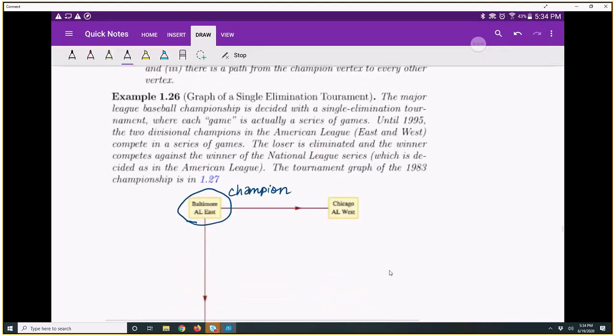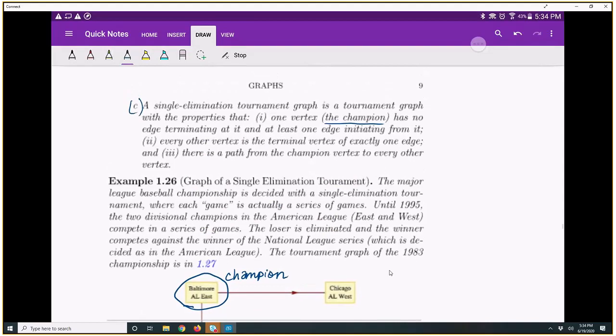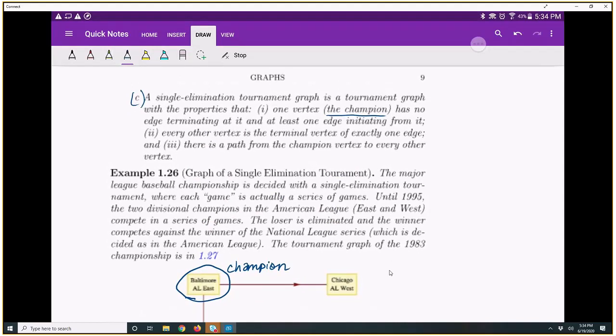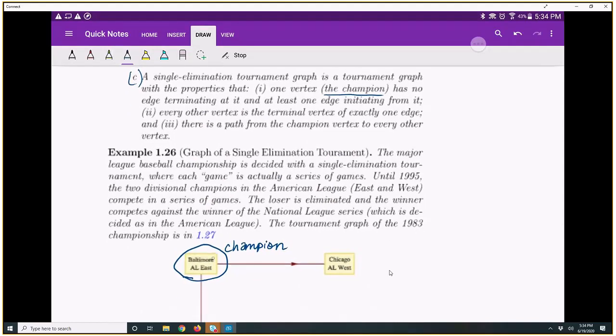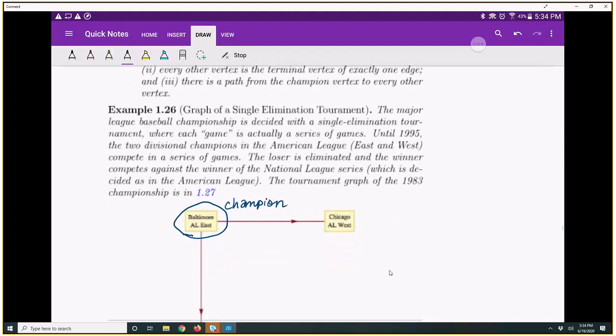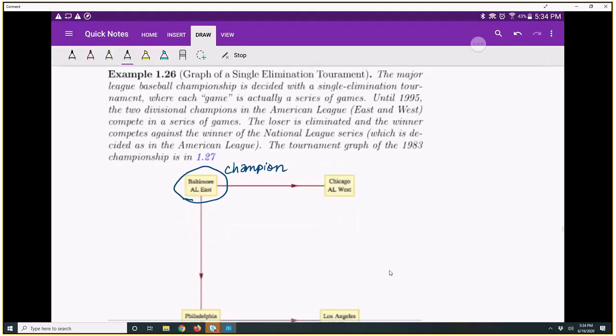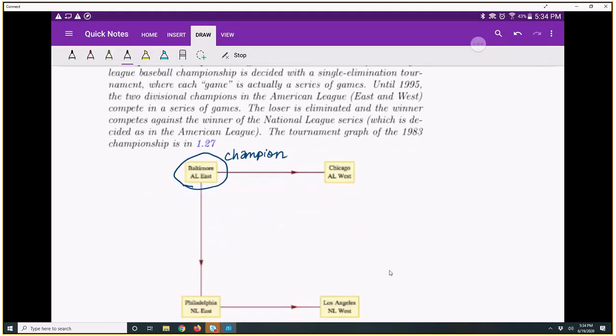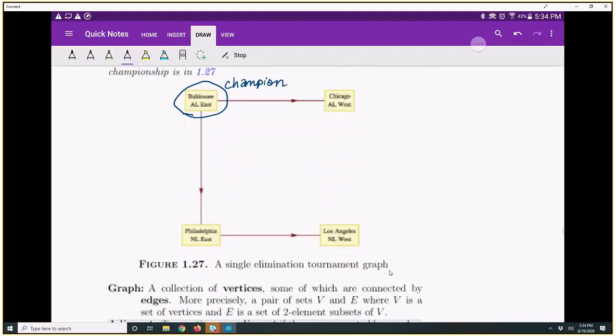So this meets the three conditions for being a single elimination tournament, because the vertex Baltimore has no edge terminating at it and at least one edge initiating from it. Each of the other vertices is the terminal vertex of exactly one edge, and there is a path from the champion, Baltimore, to each of the other vertices.